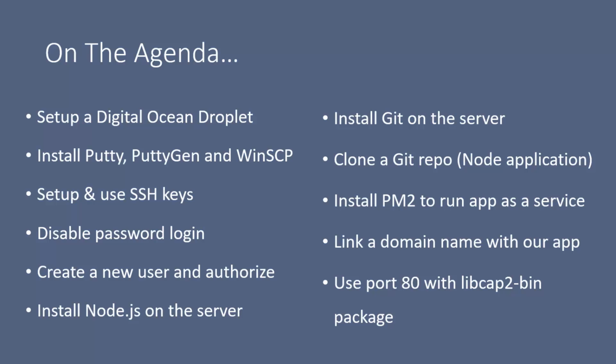Alright, once our app is up and running, I'll show you how to link a domain name to it using your DigitalOcean droplet, and then we'll finally install a package called libcap2bin, and this will allow you to run the app on port 80 so that you don't have to provide the port number with the domain name. Alright, so it seems like a lot, but it's really not. Once you do it, you'll be able to deploy as many Node apps as you want from GitHub.